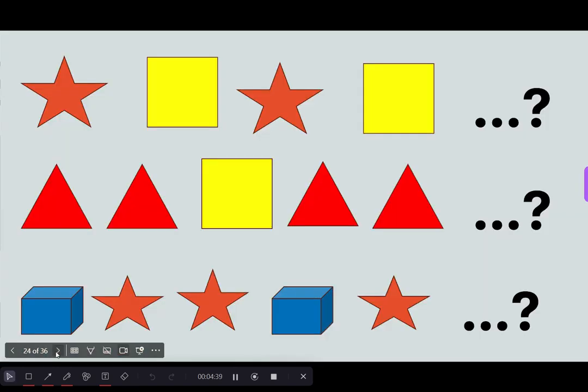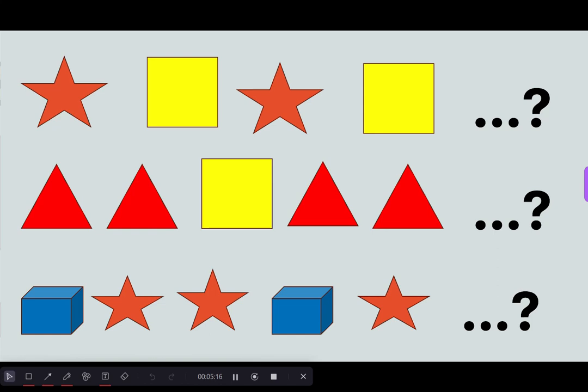Alright, let's practice some. So I created some patterns. The first one you can see is a star, a square, a star, and a square. Remember, a pattern is what? Yeah, repeated objects or repeated line shapes or whatever you want to call it. So the first one you see is a star, a square, a star, and a square. What do you think the next shape is supposed to be? Yes, it's going to be a star because the rule is star, square, star.